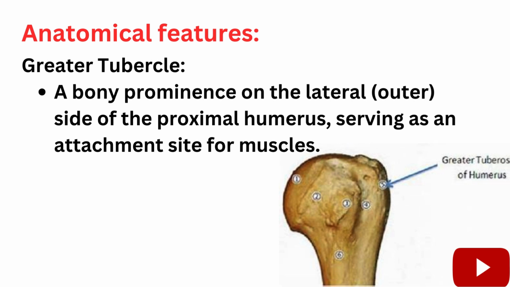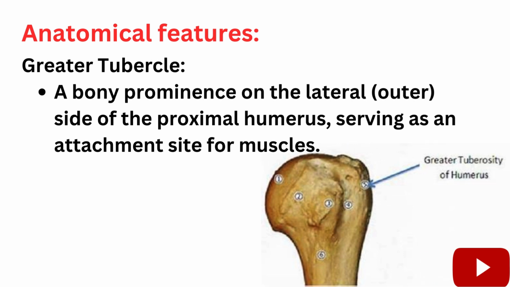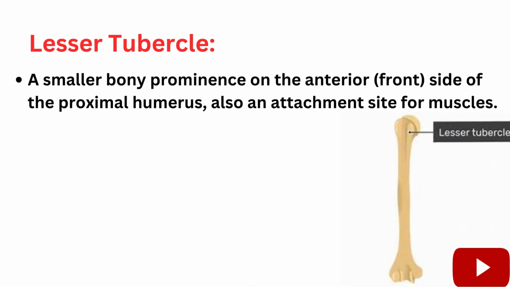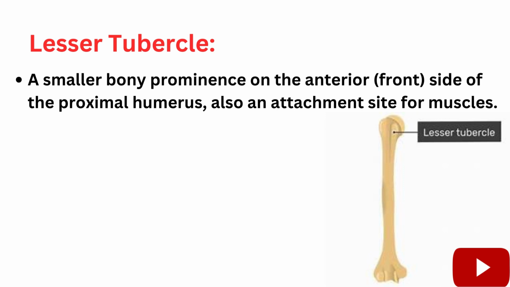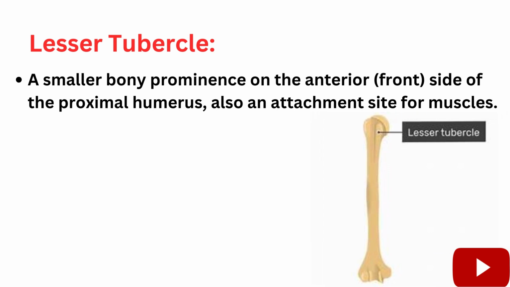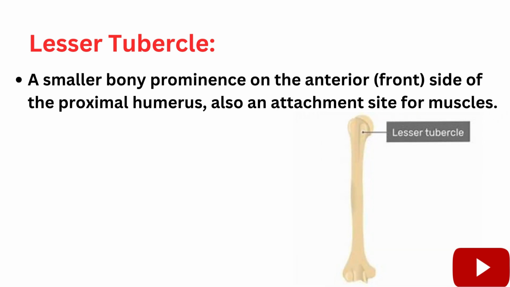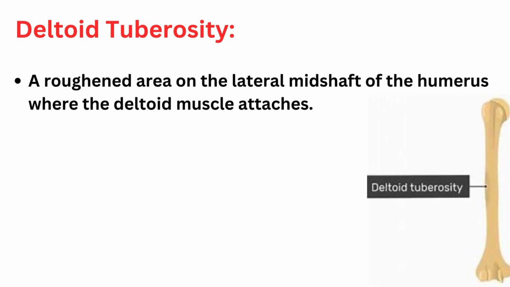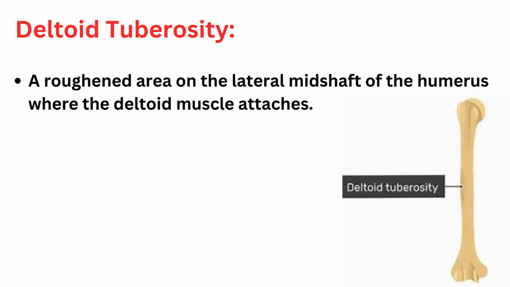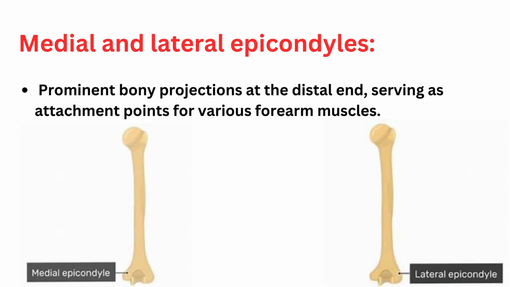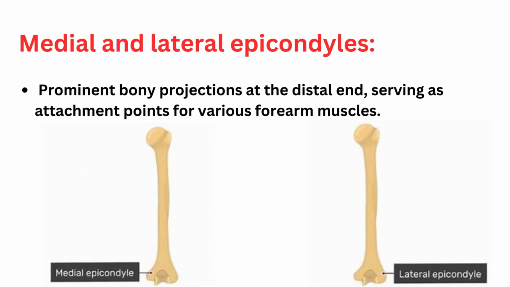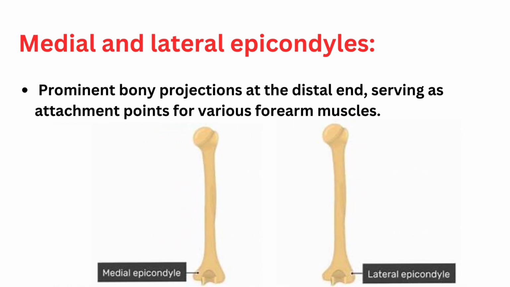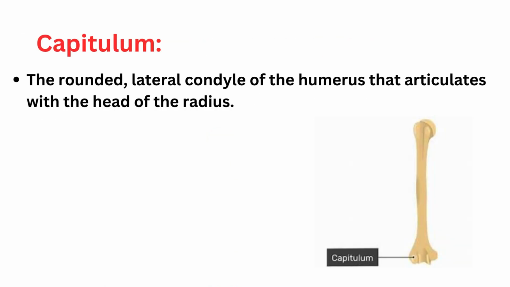Anatomical features: greater tubercle, a bony prominence on the lateral, outer, side. Lesser tubercle, a smaller bony prominence on the anterior, front, side of the proximal humerus, also an attachment site for muscles. Deltoid tuberosity, a roughened area on the lateral midshaft of the humerus where the deltoid muscle attaches. Medial and lateral epicondyles, prominent bony projections at the distal end, serving as attachment points for various forearm muscles.